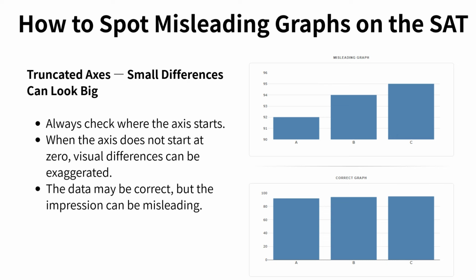But now check the vertical axis. The axis does not start at 0. It starts near 90. When an axis is truncated like this, small numerical differences can look much larger than they really are. Now compare it with the graph below. This graph uses the same data, but the axis starts at 0. Suddenly, the difference between A, B, and C looks much smaller. The key point is this: the data are the same, but the visual impression changes. On the SAT, always check where the axis starts before drawing conclusions.